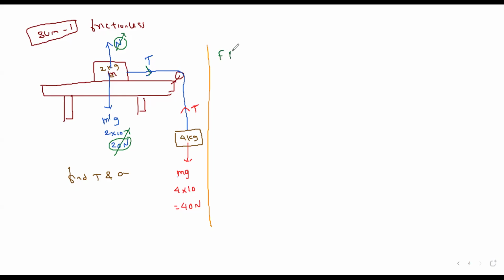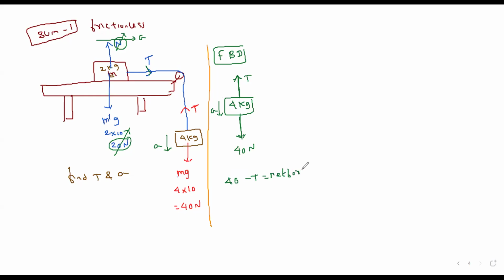Now draw the free body diagram. First 4 kg mass பார்க்கலாம். So 4 kg mass பார்த்தீங்கன்னா 40 Newton acting downward. The acceleration is this side, and this acceleration is this side. Tension acting upward, and A is downward. Out of tension and 40 Newton, which is more powerful? 40 is powerful. So 40 minus T is equal to net force. 40 minus T is equal to MA. 40 minus T is equal to 4A. Equation number 1.